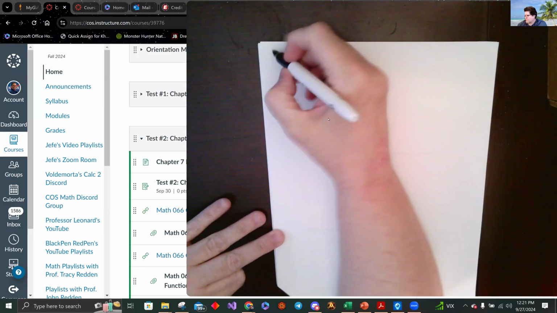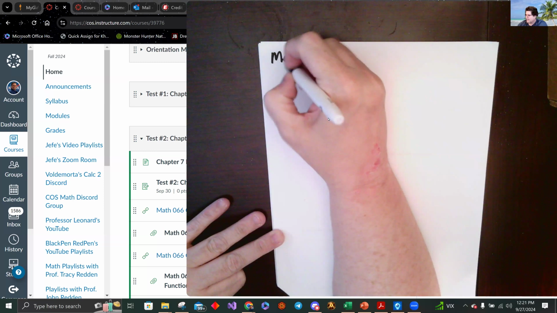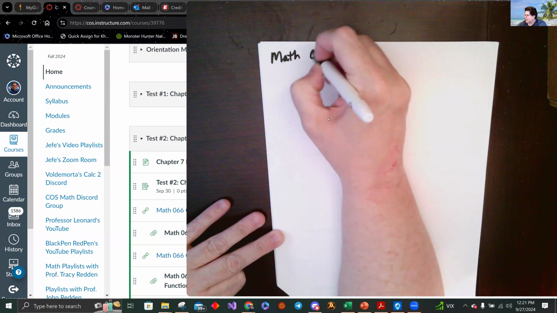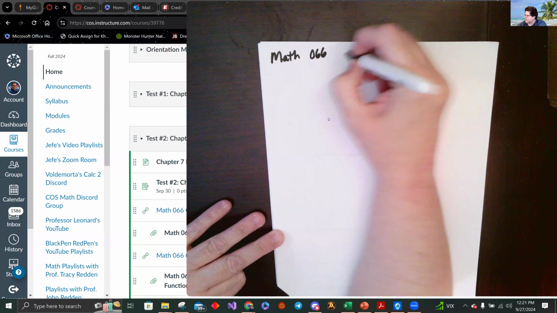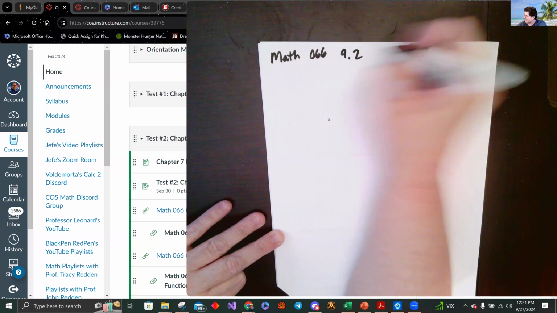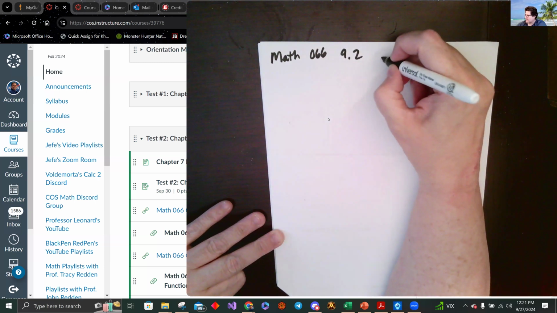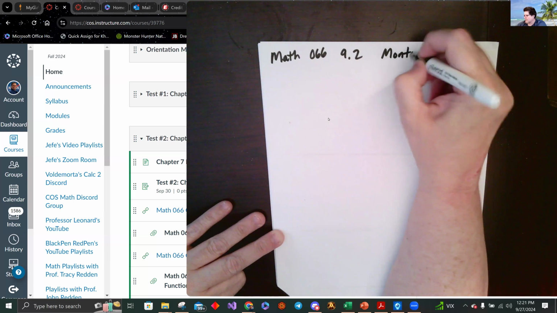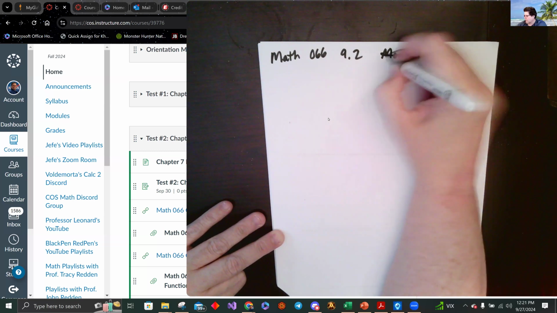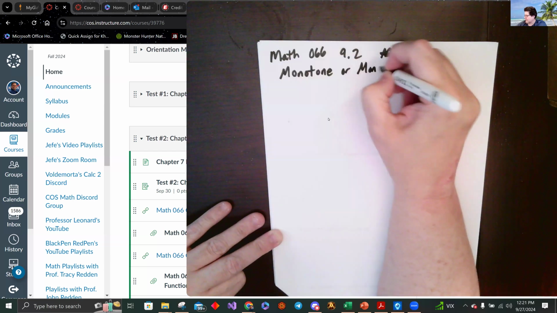This is Calc 2. We are looking at section 9.2. This is on monotone or monotonic sequences. Helps if I spell it correctly. Monotone or monotonic sequences.